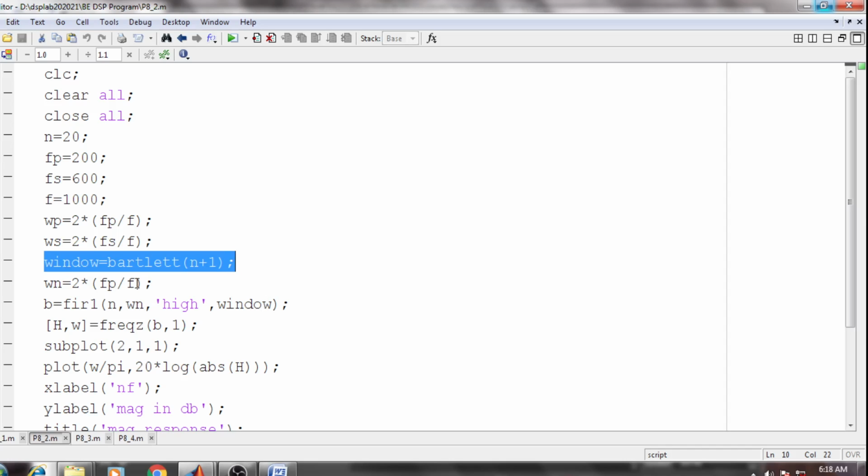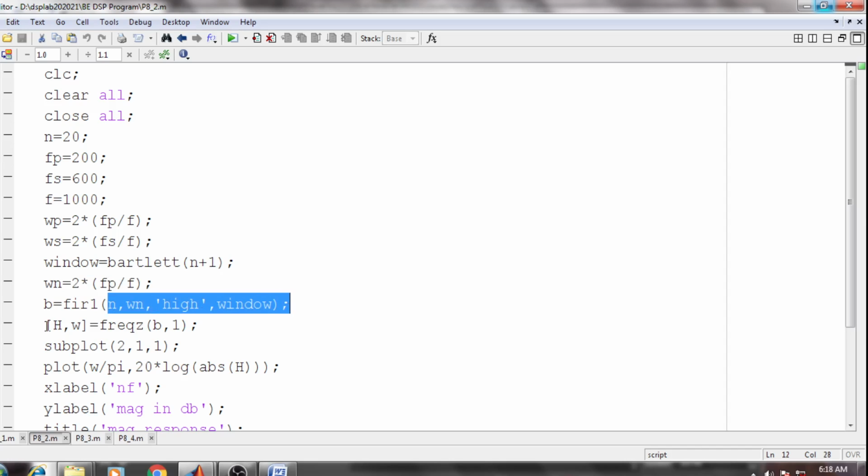Now once you get the window parameters, you are able to calculate omega n. It is calculated by 2 into fp upon f. I hope the same statement is repeating again. Sorry, earlier it was wp and now it is wn. Once wn is calculated, you will be able to pass this value, wn, and the window. 'high' is just for the name.